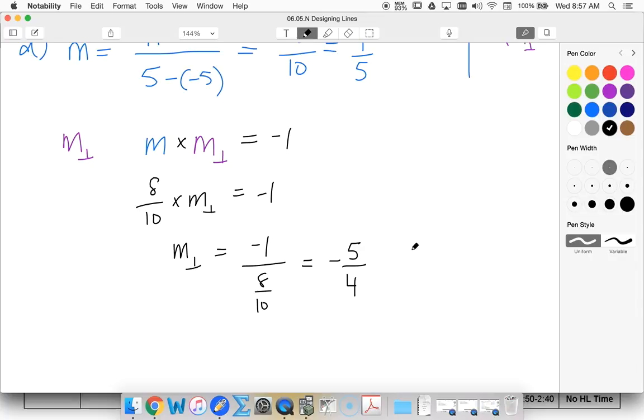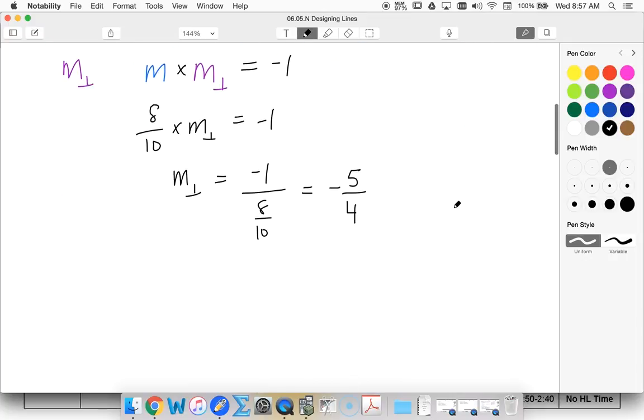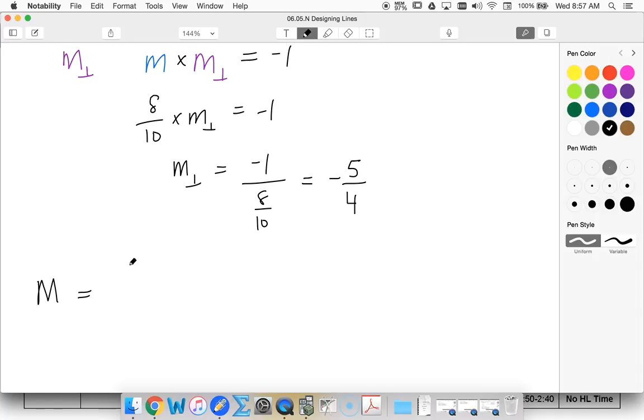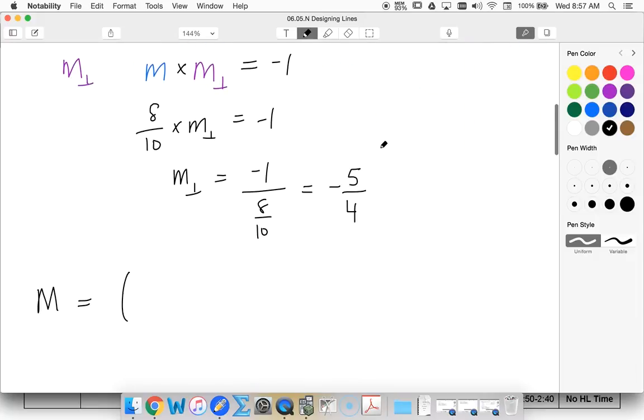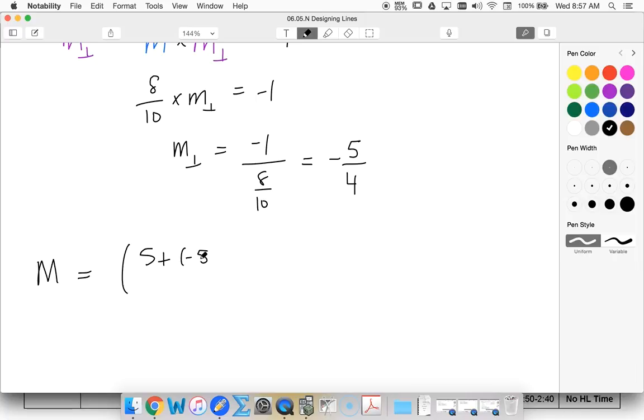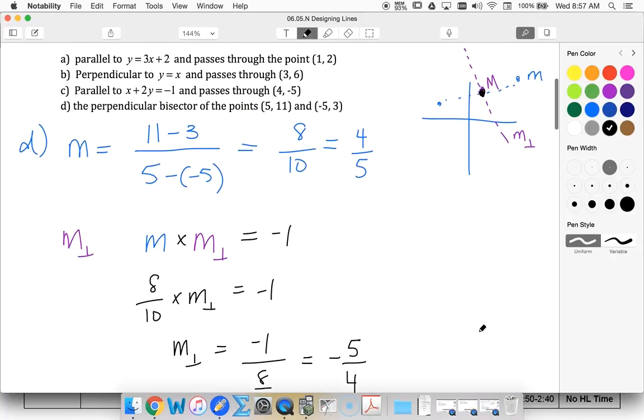So here's the slope of my perpendicular. Now I know that it needs to go through this midpoint. Well, I'm going to use the midpoint formula from my formula booklet. That tells me that I should add my x values and divide by 2. So 5 plus negative 5, divide by 2, and then I'm going to add my y values, 11 plus 3, and divide by 2. So 0 divided by 2 is of course 0. 11 plus 3, that's 14. Divide by 2 is 7. So now I can see that my sketch was not so appropriate because actually my midpoint is on my y-axis.